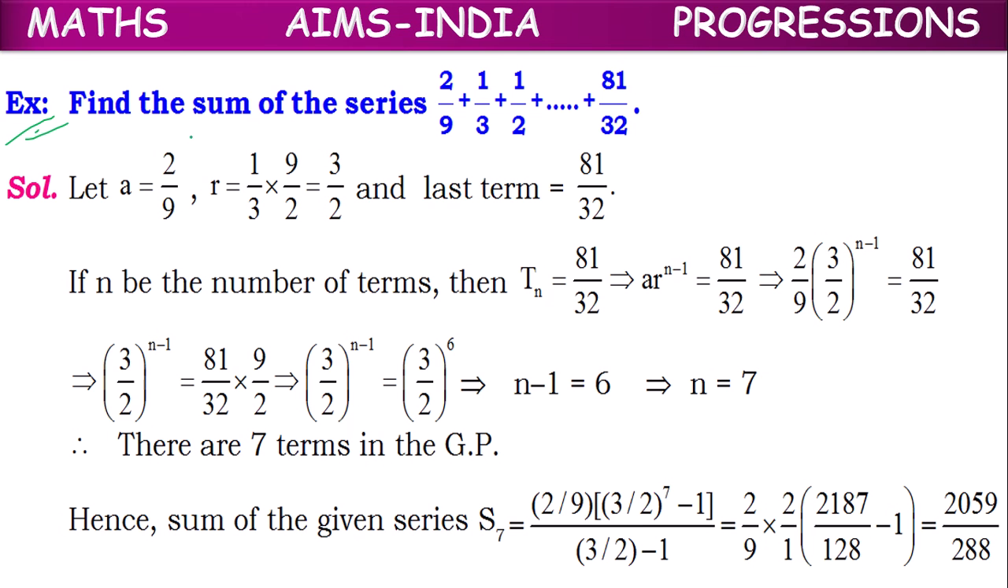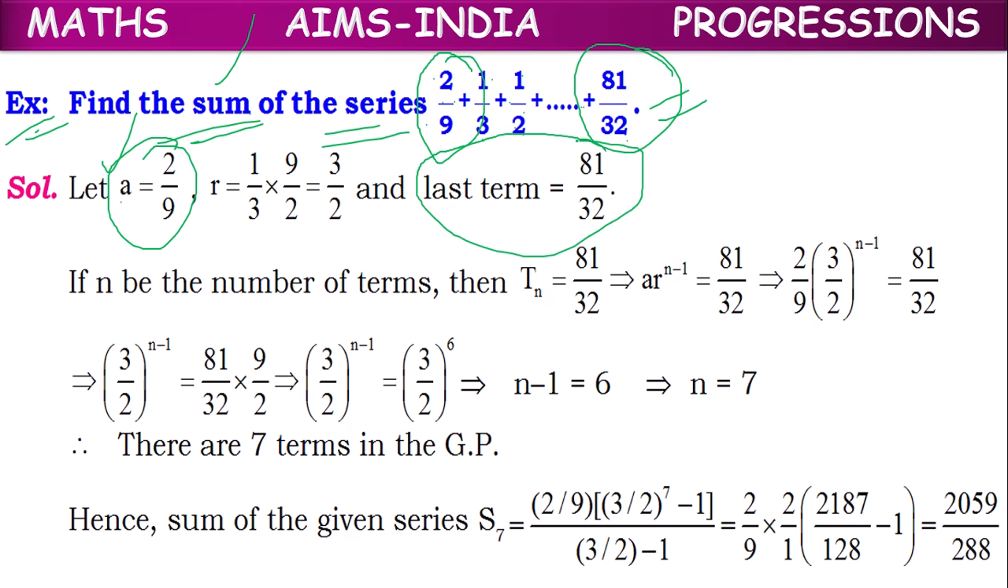Next example, find the sum of the series 2 by 9 plus 1 by 3 plus 1 by 2 and so on up to 81 by 32. So where 2 by 9 is the first term, 81 by 32 is the last term, and we have to find the sum of the series. Let a, the first term, be 2 by 9, and the last term be 81 by 32. And what about r? We have the formula T2 by T1. The second term is 1 by 3.